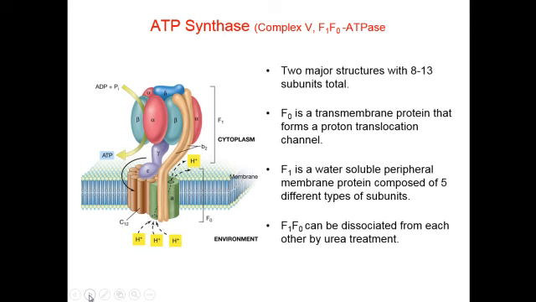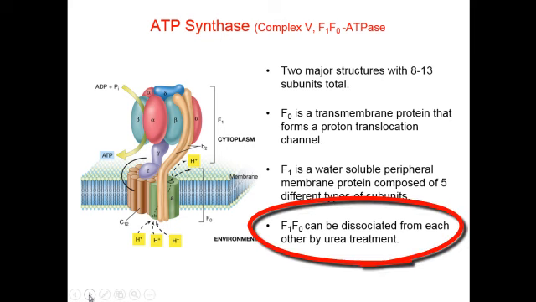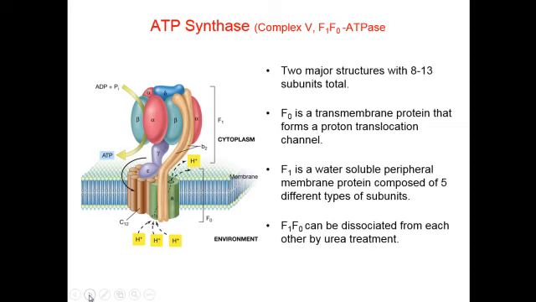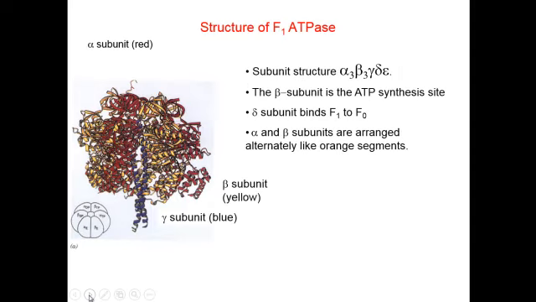It is possible to dissociate the F1 and the F0 by using something such as urea, which will actually break those two portions of the protein apart. So let's look a little closer at the F1. So the F1 region is the domain that is sticking into the matrix or into the cytoplasm, and this has a fairly complicated structure. It's composed of 9 different subunits.